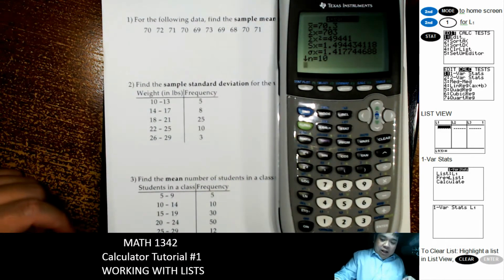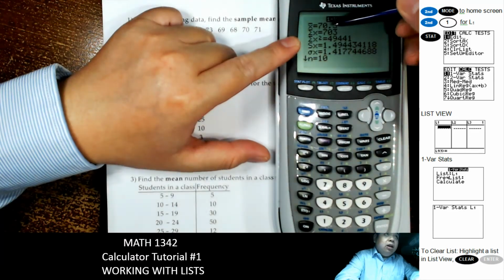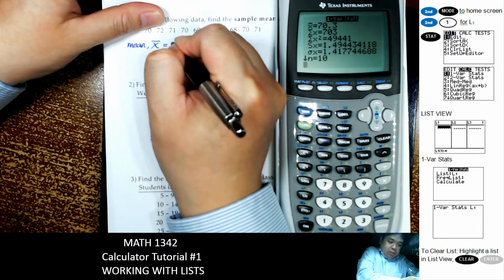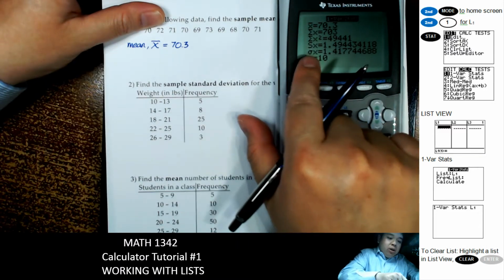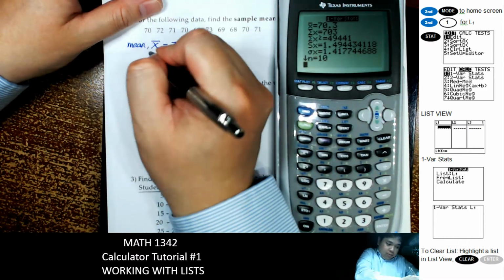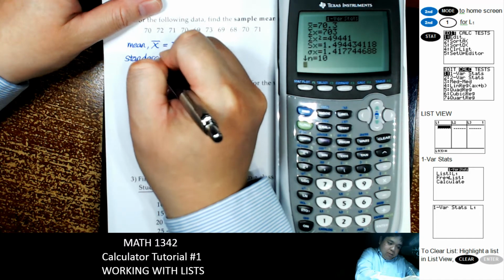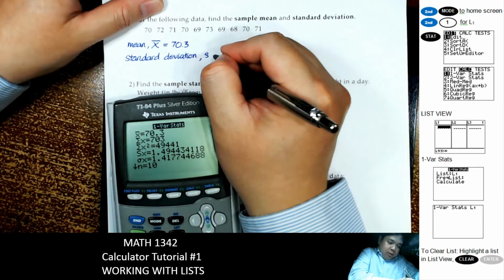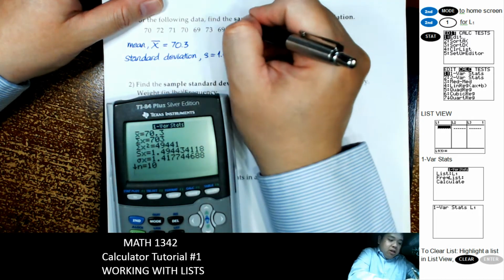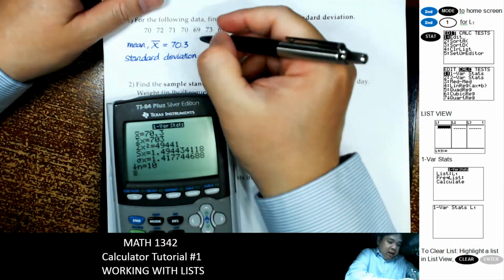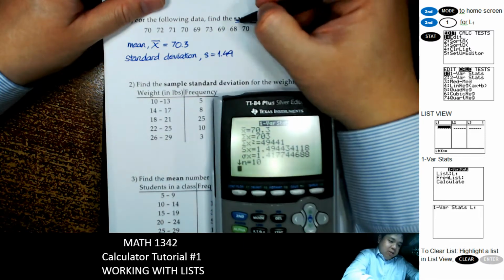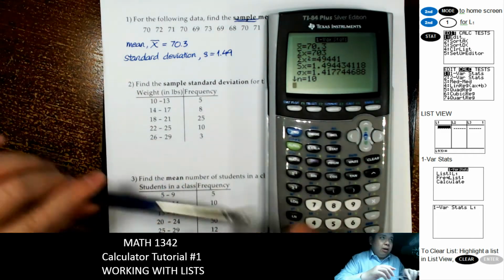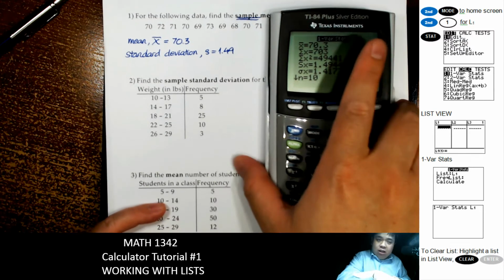Right, it gives you everything, and we'll see that on this one the mean is 70.3. And the standard deviation is the S, 1.49. And because this is the sample mean, we use that letter, and standard deviation also S. So this is sample. So pretty simple. Enter the list and then calculate under one variable statistic. Right. Just that.